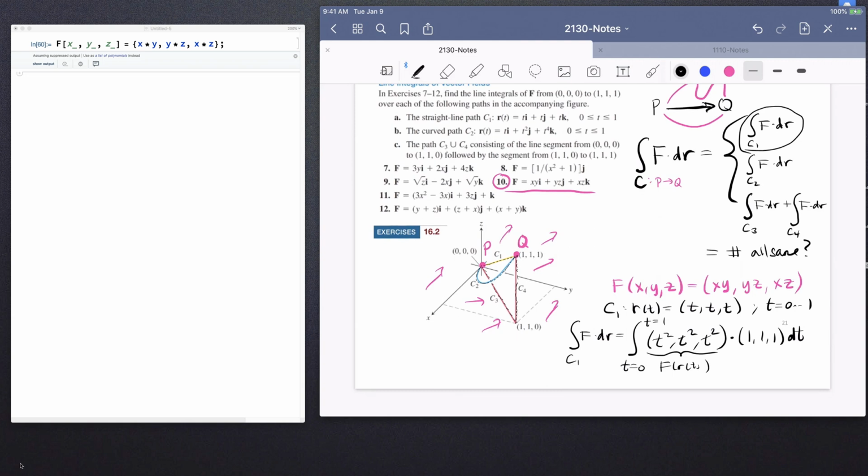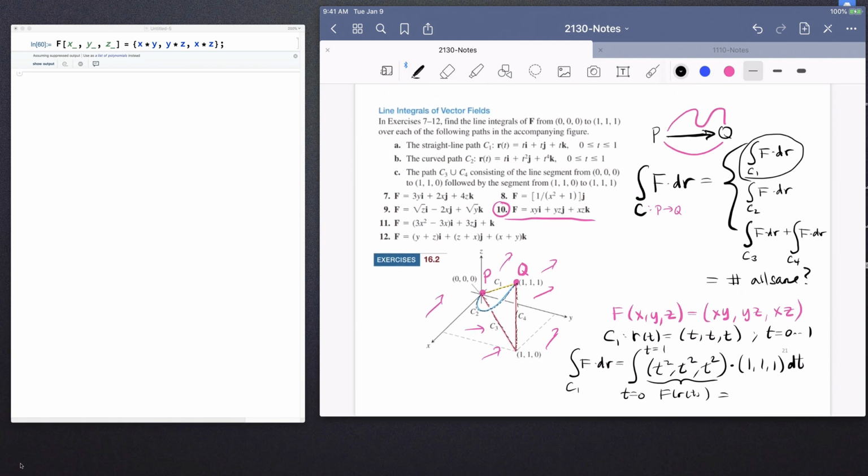When you do that dot product out, you'll get the integral from 0 to 1 of 3t squared dt, and the answer to that is t cubed over 3 times 3, which is just t cubed. T cubed from 0 to 1 is equal to 1/3. So that is the value that we get along the path C1 for the work along the path C1.